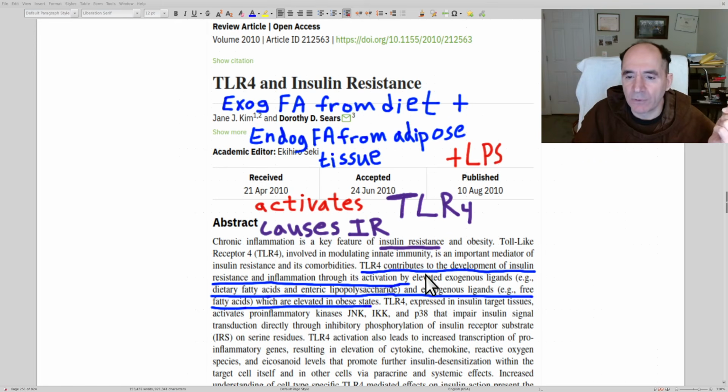Toll-like receptor number 4 contributes to the development of insulin resistance and inflammation through activation by dietary fatty acids and enteric lipopolysaccharide, that means from the gut, LPS. So that's also going to activate toll-like receptor number 4. Fat can do it, and LPS can do it, whether the fat is dietary or whether the fat's just coming from your own adipose tissue releasing fat into the blood.